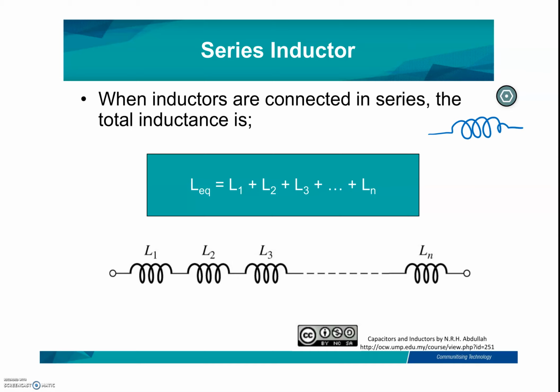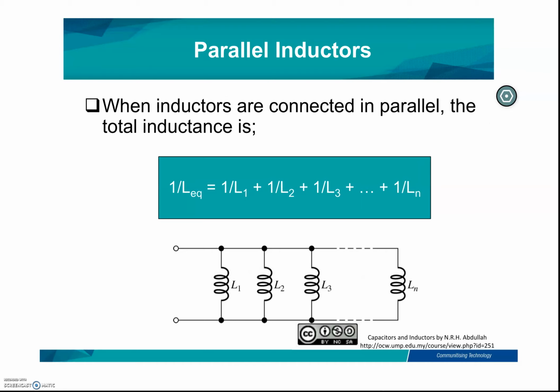When inductors are connected in series, the total inductance is L equivalent equal to L1 plus L2 plus L3 and then plus Ln. So this is similar to a resistor. For a parallel inductor, when you connect them in parallel, the equation is similar to resistors in parallel.